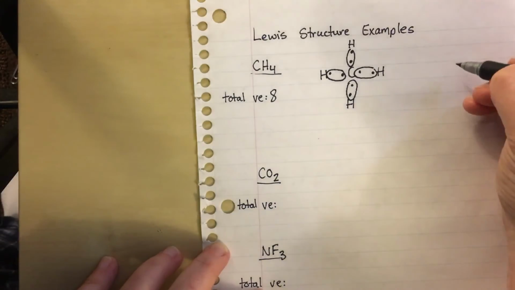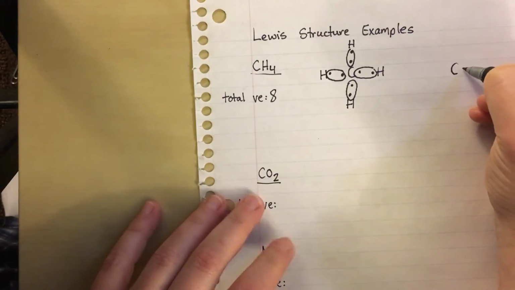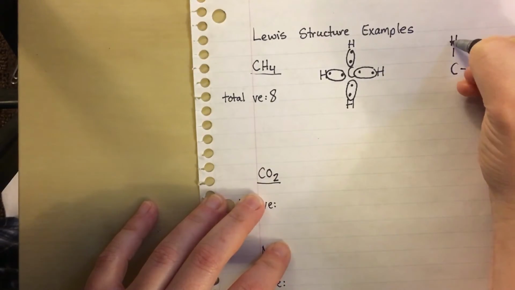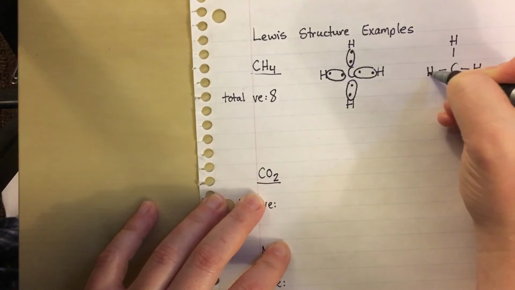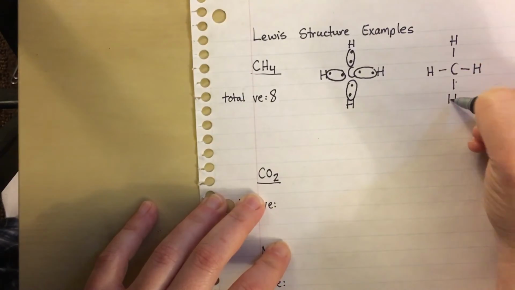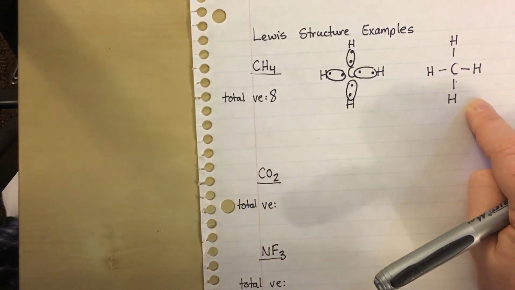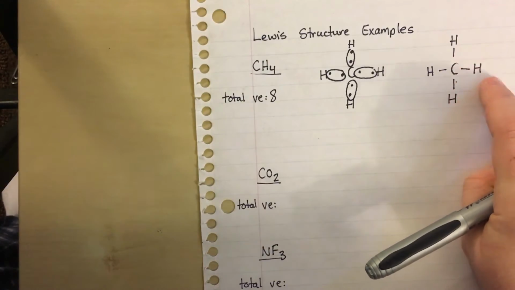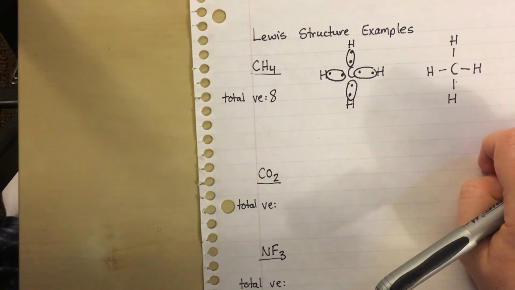I'm then going to redraw my structure, where instead of circled electrons, I have 1 line for each shared pair. This is the Lewis structure for methane, or CH4. We have 1 carbon in the middle and 4 single bonds leading to 4 hydrogens.